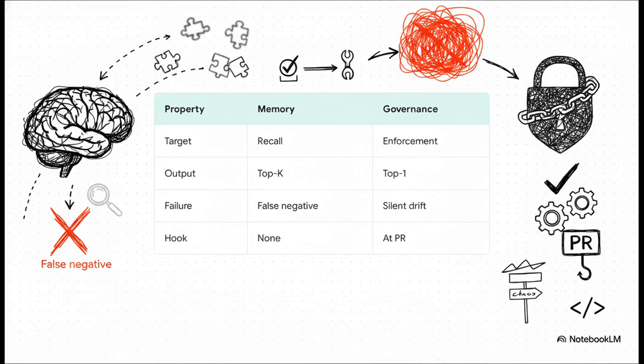And look closely at the enforcement point. Memory just surfaces information and stops. Governance has a literal hook at the commit or pull request level. If you're buying a tool from that middle column, but you're expecting the behavior of the right column, you are practically guaranteeing that your codebase will silently drift into absolute chaos.